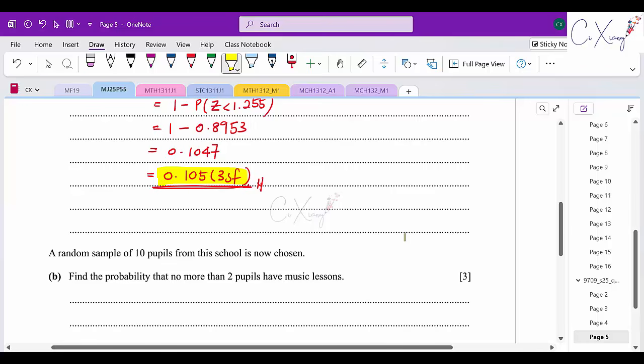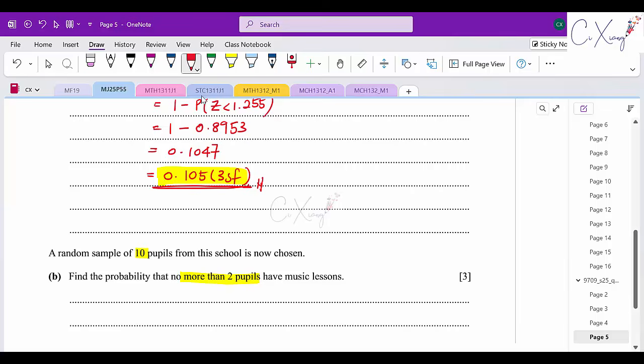Excuse me. Then let's continue to 3B. Now I have a random variable of 10 pupils. Then more than 2 pupils have music lesson. If you try to read this sentence again, basically the structure of the question is the same as part A. Just that in part A the number of pupils is bigger, but now the number of pupils is smaller, which is 10.